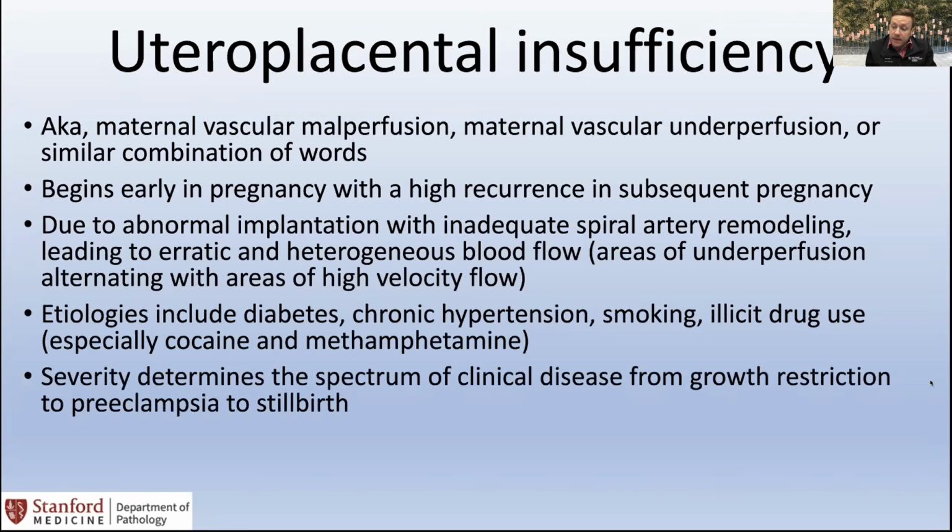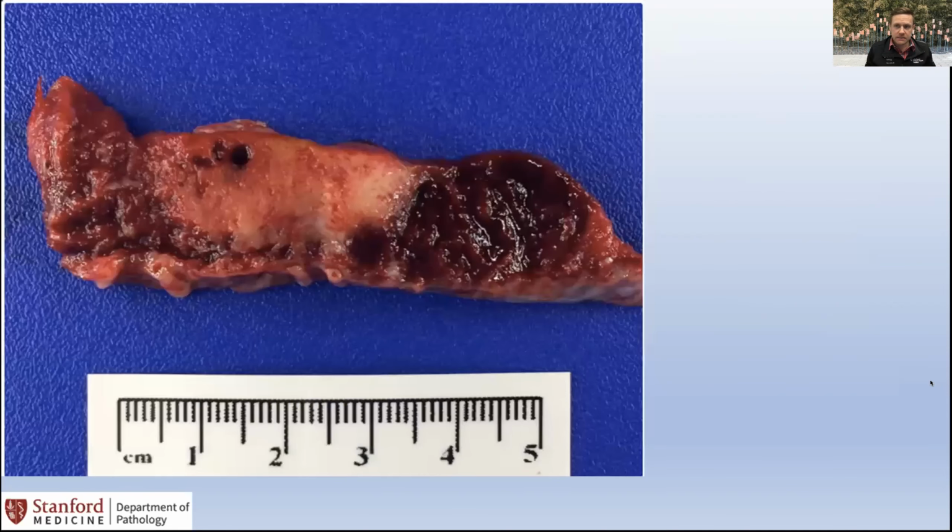And when we look at the microscope, we can get a sense of the severity and how it will relate to the spectrum of clinical disease, because it could be anywhere from just some mild growth restriction all the way to preeclampsia, all the way to stillbirth. So it's a wide spectrum of phenotypes when we talk about insufficiency. So what are the sorts of things we might see or you might read about in a report?